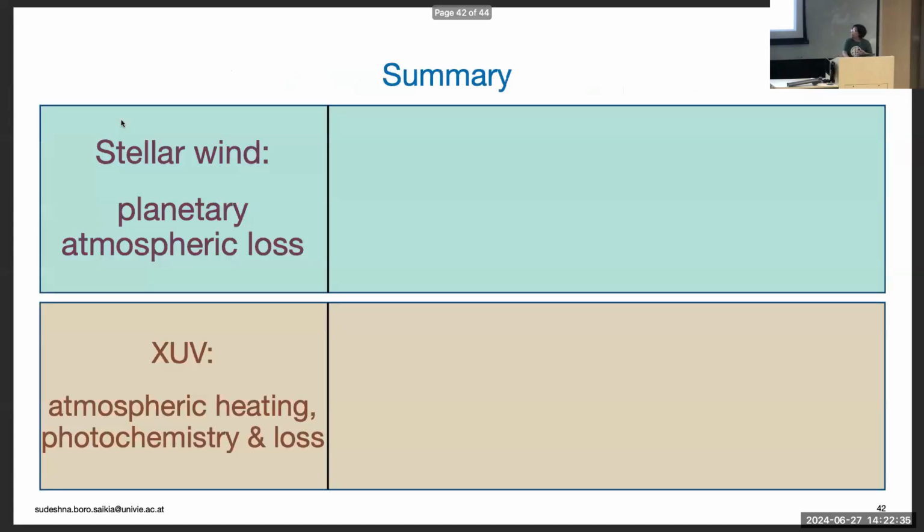So this brings me to the last bit, just to summarize. For exoplanets, stellar winds are very important when it comes to non-thermal loss processes.